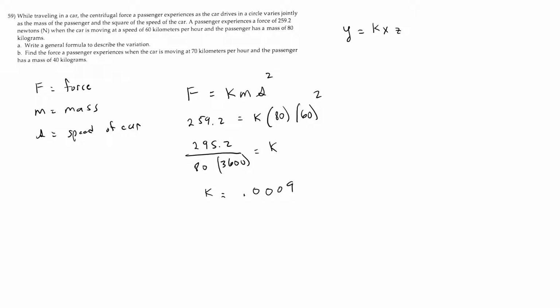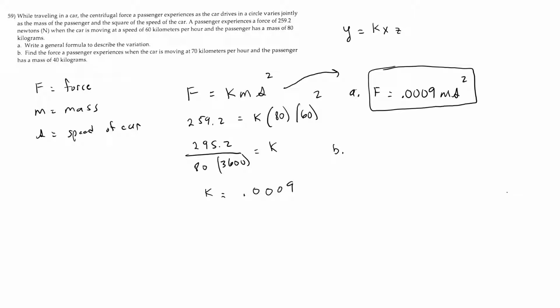Once we have k, we plug it back into the formula. And so we have F equals 0.0009 M S squared. That's the answer to part A. That's the general formula that describes the variation. We can use that formula to answer some questions.